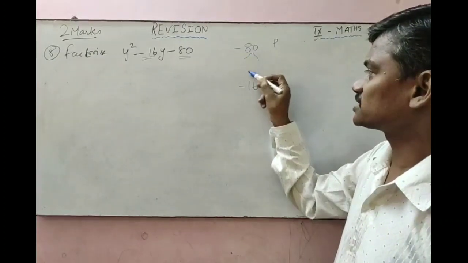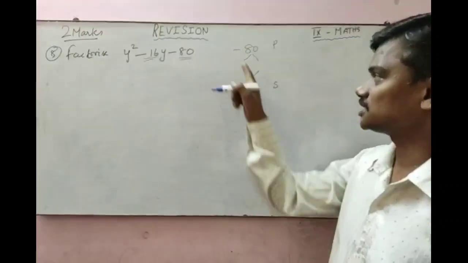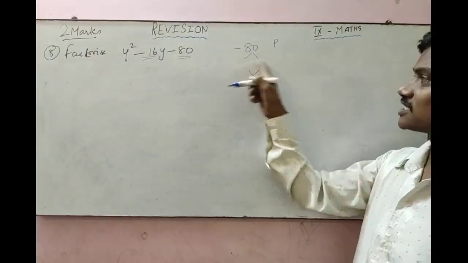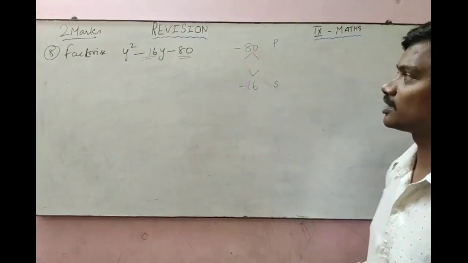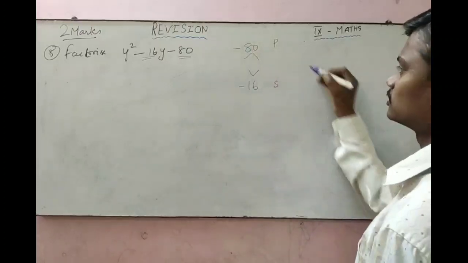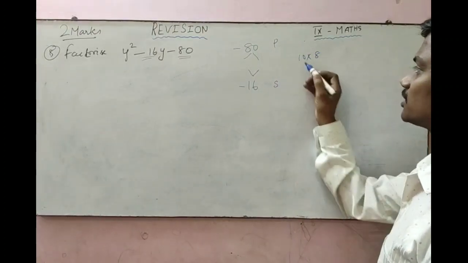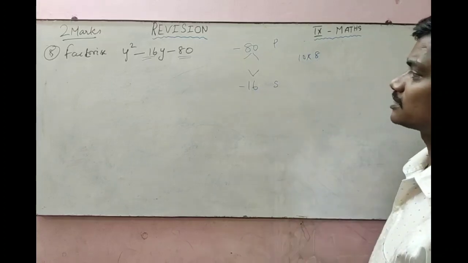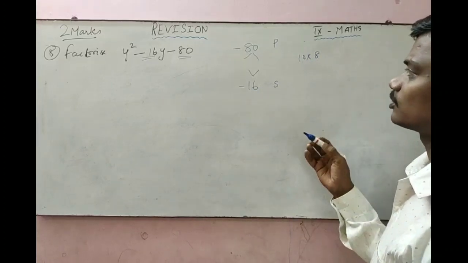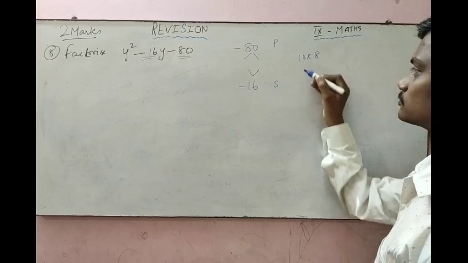So we have to split this minus 80 into two factors. Which two numbers multiplied give 80? 10 into 8 gives 80, or 10 into 2 gives 80. But if you add these two, you won't get 16. So which other numbers can we bring?